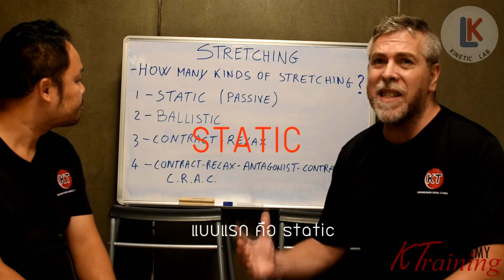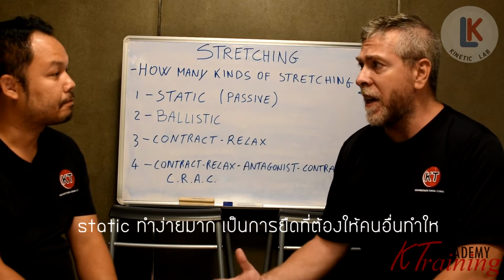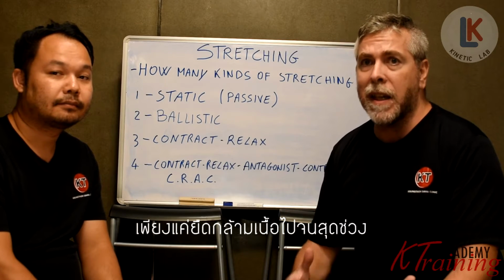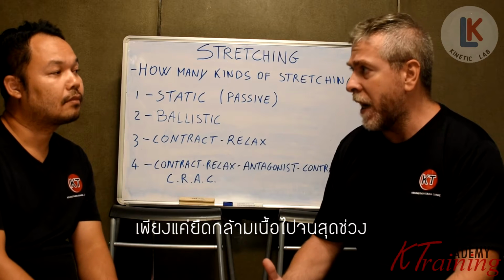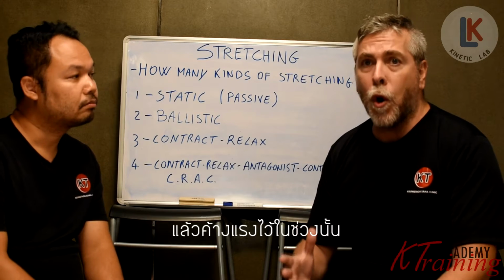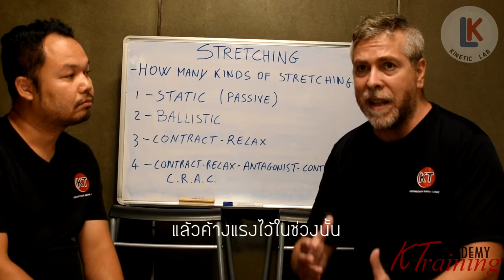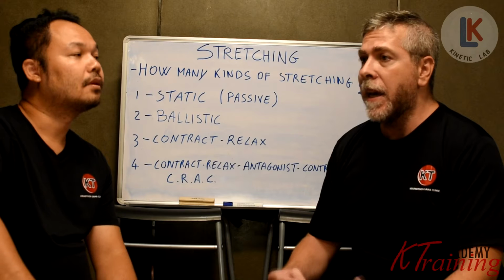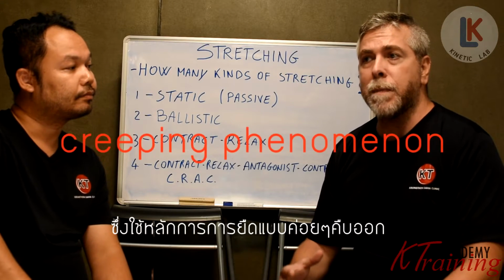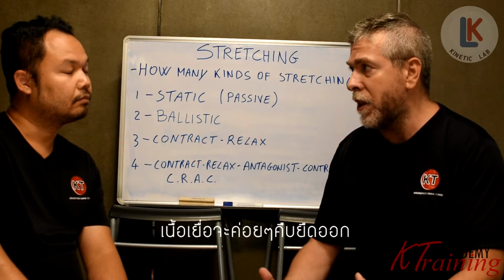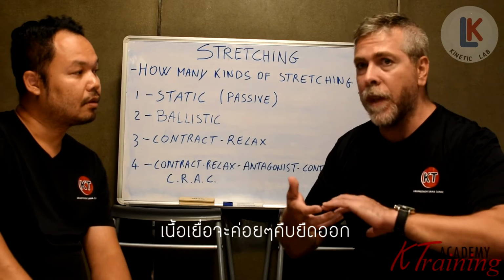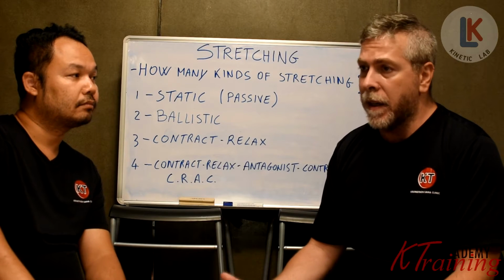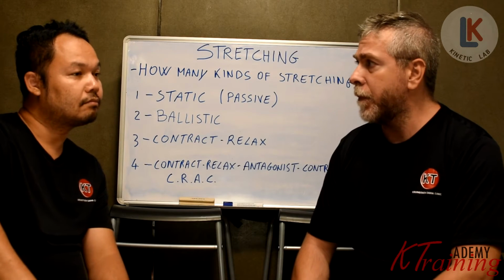The first one is the static. The static stretch is very easy to perform. It's a passive kind of stretch. You just lengthen the muscle until you reach the end of range, and you hold the segment at the end of range of movement for at least 12 to 20 seconds. In this way, we use the creep phenomenon of the tissue, the creeping of the tissue, to passively elongate the muscle fiber and the connective tissues.